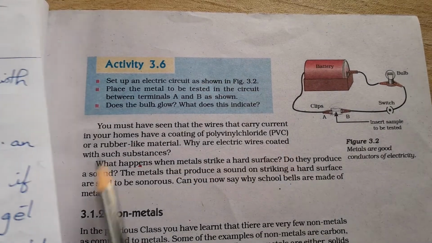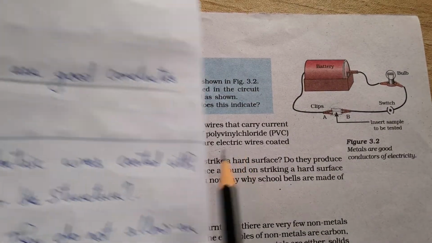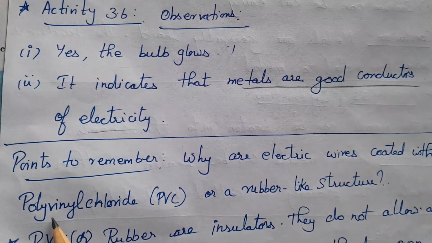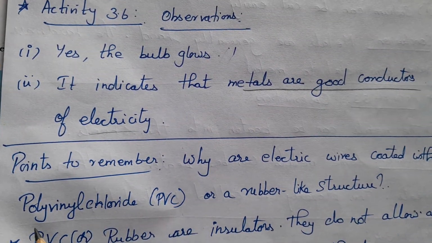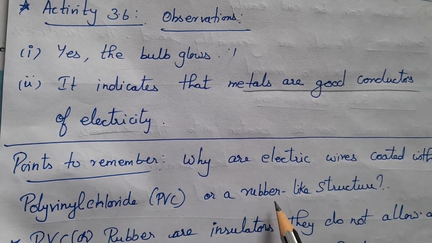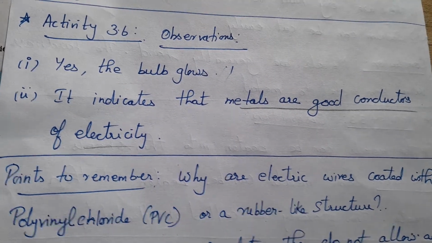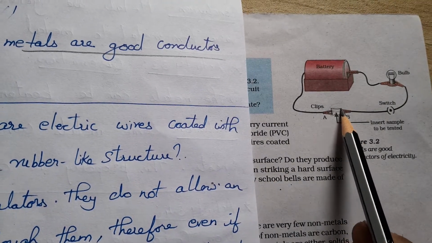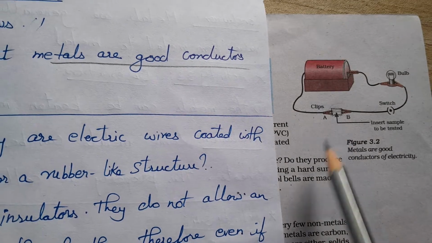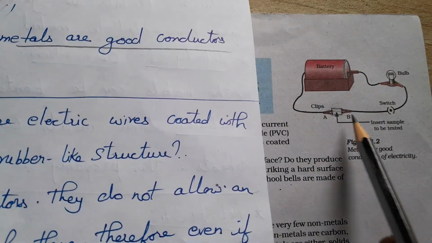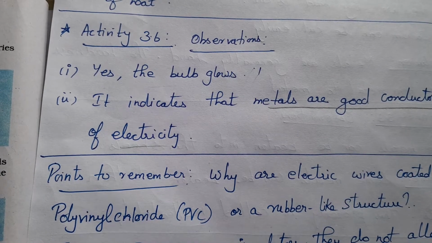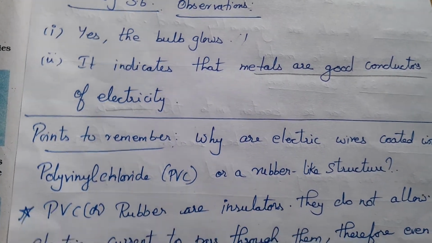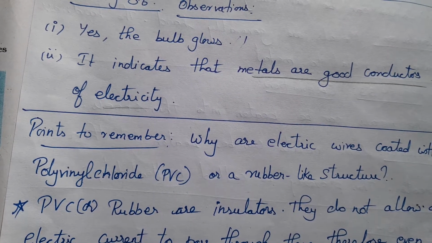So one more question related with this activity. Why are electric wires coated with polyvinyl chloride, PVC, or a rubber-like material? Okay, you know that this metal will conduct electricity. If you touch this metal, then electricity will pass through your body, right? So that's why it is coated with polyvinyl chloride or rubber, because these are insulators. This will not conduct electricity, okay.